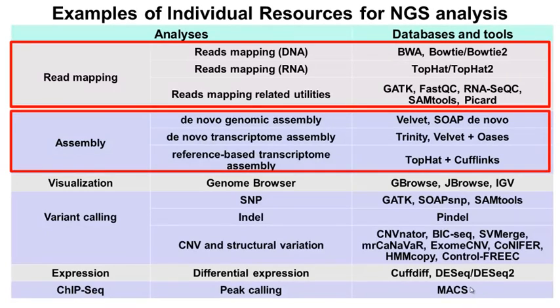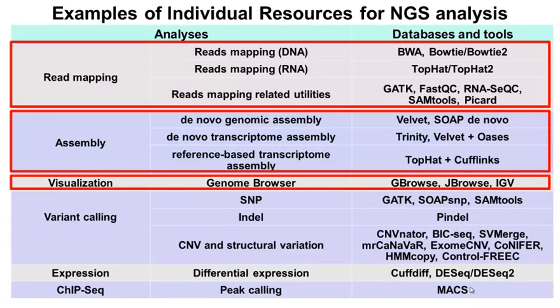For de novo assembly of genome without using the reference genome, you could use tools such as Velvet and SOAPdenovo. For de novo transcriptome assembly, you could use Trinity or Velvet plus Oases. For reference-based transcriptome assembly, the most commonly used tools include TopHat plus Cufflinks. To visualize the reads on the whole genome framework, there are genome browsers such as GBrowse, JBrowse, and IGV.